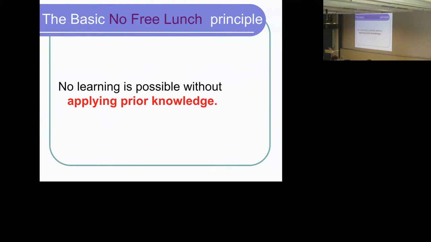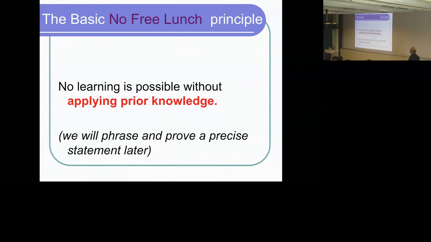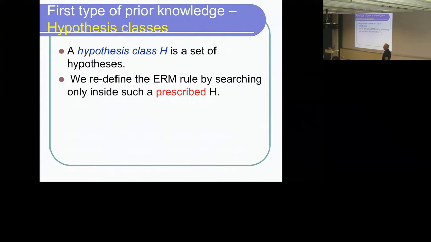No, I mean, by learning, I mean successful learning, that you learn something which is useful. And I'm saying to do successful learning, we'll give a mathematical definition later, you cannot circumvent the need for prior knowledge. So we will phrase and prove it precisely later. Okay, so let's go back to our problem. Remember, we had a sample, we have labels on the sample, we try to do empirical risk minimization, and we saw that it may fail badly if you just repeat what you saw and predict zero everywhere else. So now we want to introduce some prior knowledge.